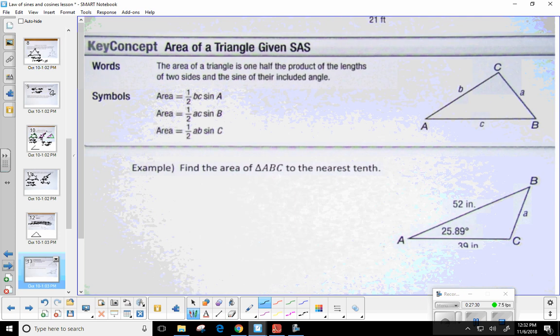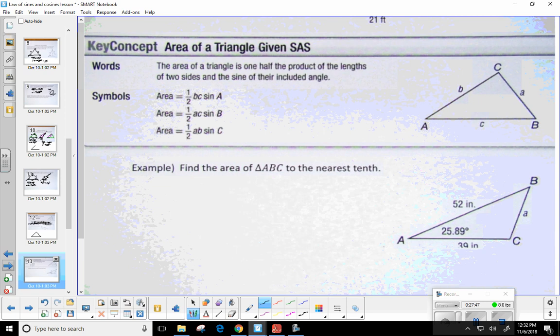I want to go ahead and show you the other way. Now, this one doesn't have a name, but if you have a triangle where you know two sides and the angle between them, we call that the included angle. Okay? You take 1/2 times the product of the two sides times the sine of the angle.